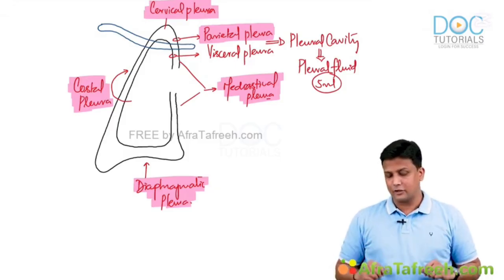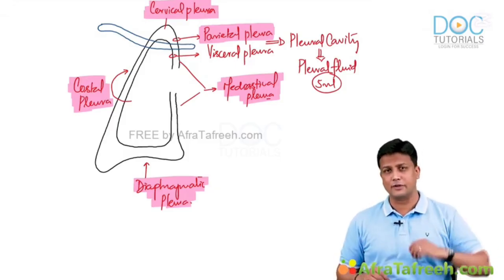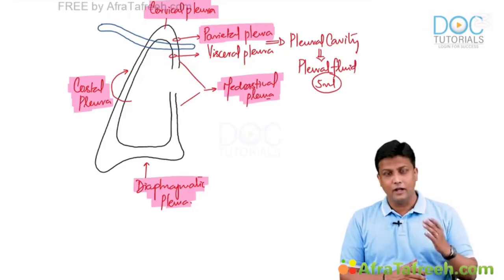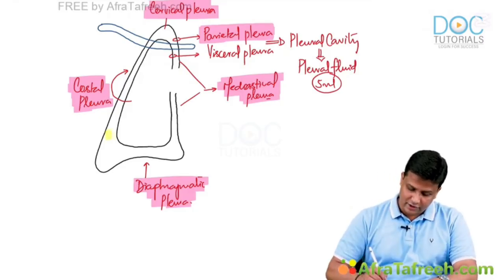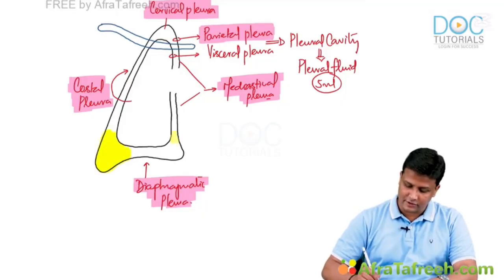When you see the inferior aspect of this one here, between the visceral pleura and the parietal pleura, you are able to appreciate some additional space over here. And this additional space is referred to as a recess. This will be known as the pleural recess. And there are 2 of them over here.